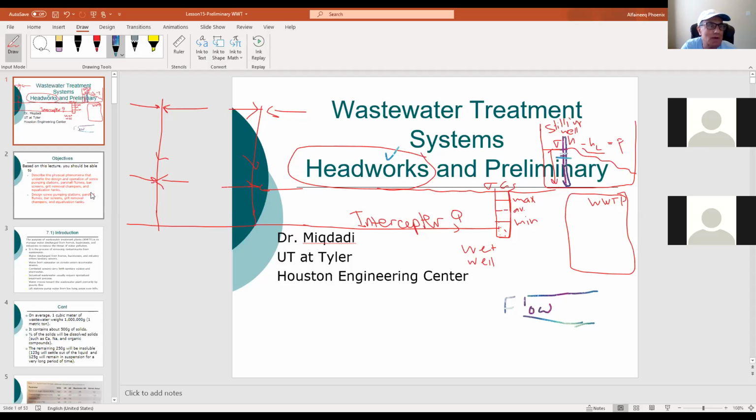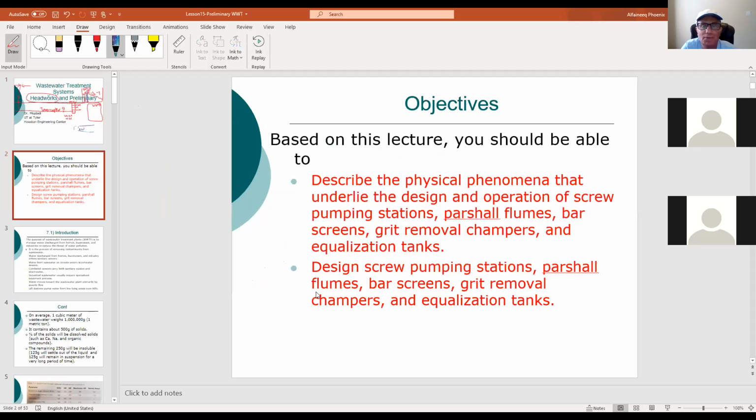Okay, so this is what we are going to look at today. The hardware: screw pumps, partial flume, bar screen, and grit removal. We'll talk about equalization tanks, but we are not going to design them. Okay.